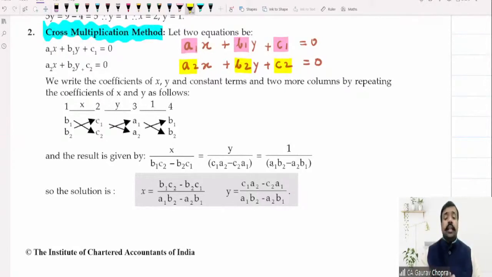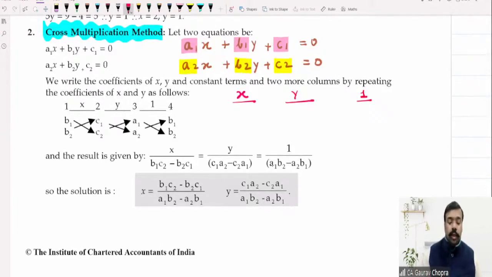Now, when we have these values, we can apply the cross multiplication method. There is one trick to apply it. First of all, we have to arrange these numbers in a particular format, so that it is easy for us to understand, to learn, and to apply the mathematics. So first we have x, how to find the value of x, then how to find the value of y, and then the constant.